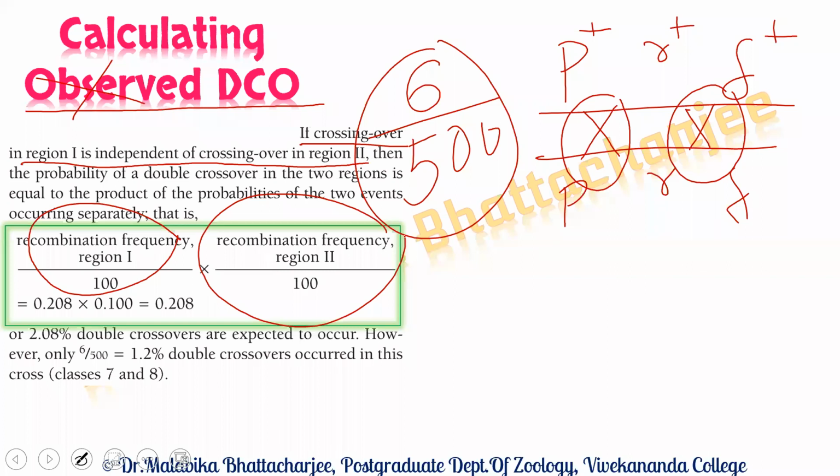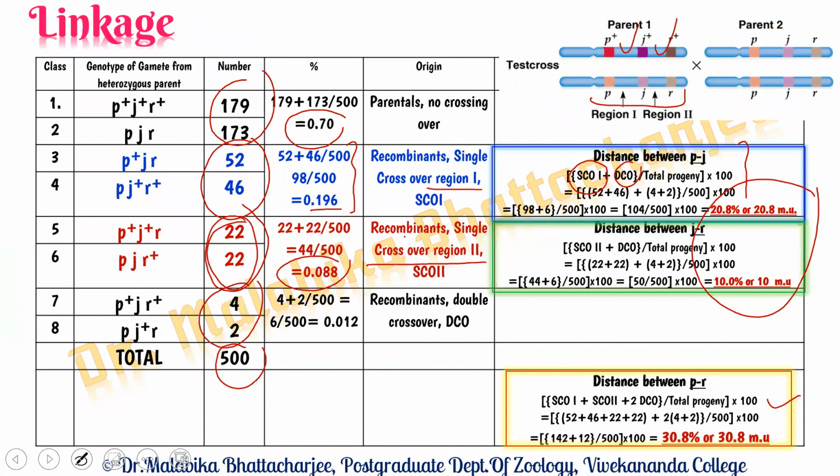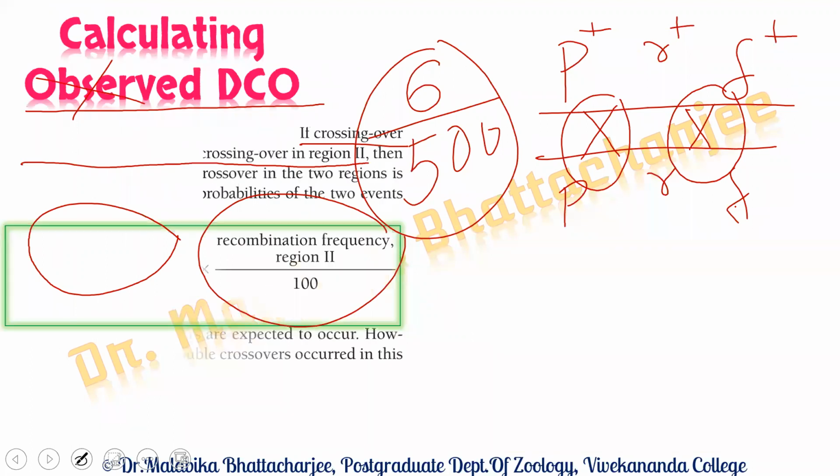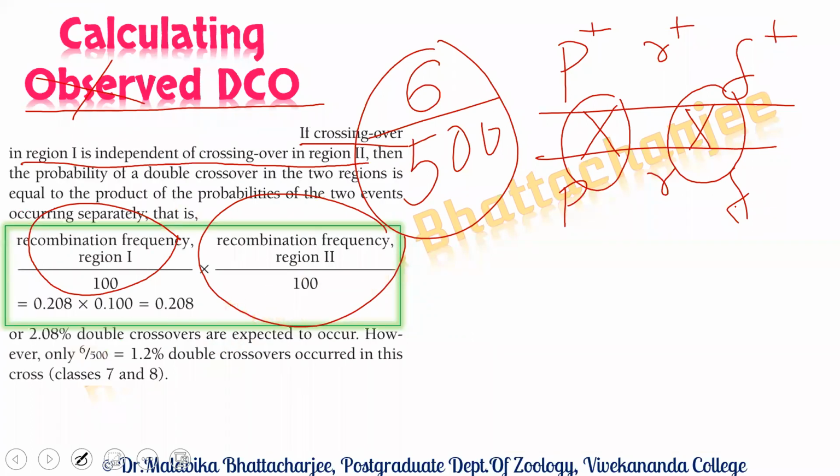So if you remember the recombination frequency, let's go back to the data. The recombination frequency between region 1 is 20.8% or 0.208. And the recombination frequency between region 2, that is 10 map units, is 0.10. So when we are calculating the expected DCO, we have to keep it in mind. So it's 0.208 times 0.100, that is your expected double crossover.